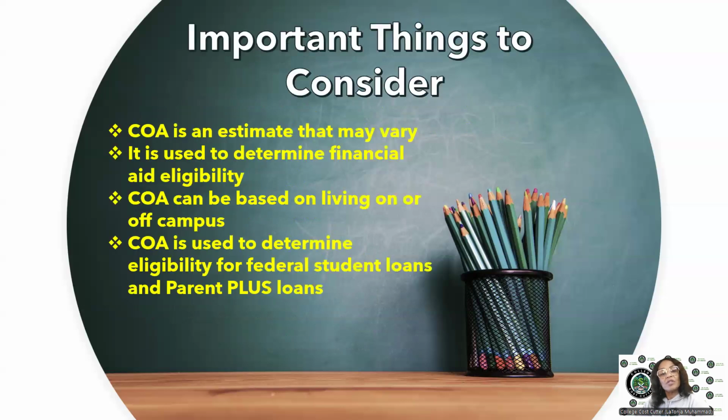It's so important to consider these following items. Cost of attendance is an estimate, and it may vary from student to student. It's used to determine financial aid eligibility. Cost of attendance can be used whether a student is living on campus or off campus. For example, the cost of room and board on campus might be slightly different from the cost of room and board if a student is living off campus, but either living situation should be calculated for the cost of attendance number. Cost of attendance is used to determine eligibility for federal student loans and Parent Plus loans.